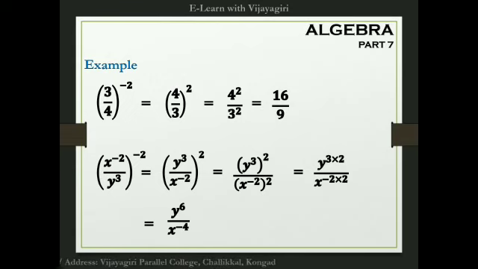Now in x to the power minus 4, the sign of the exponent is negative, so we have to change the position in order to change it. So y to the power 6 into x to the power 4, and it can be simplified as x to the power 4 y to the power 6.